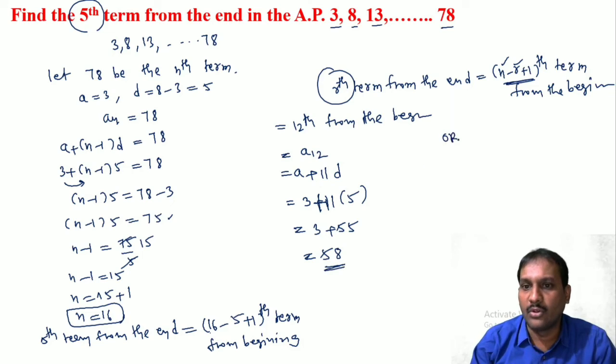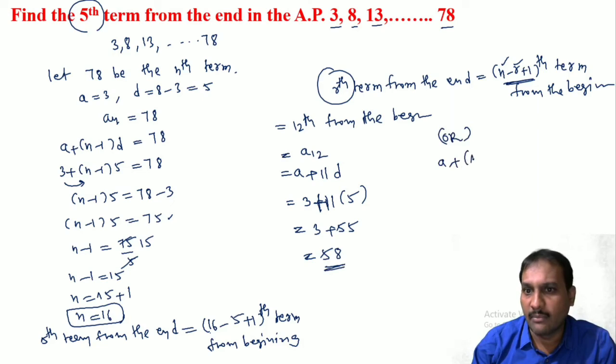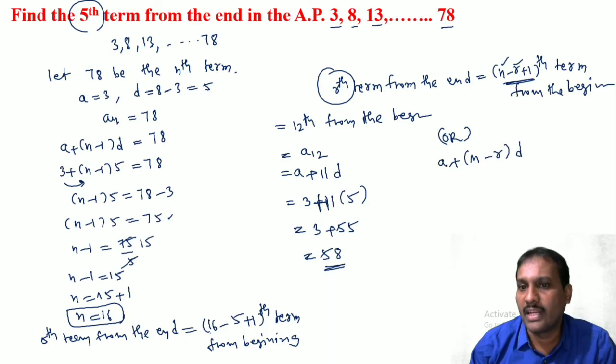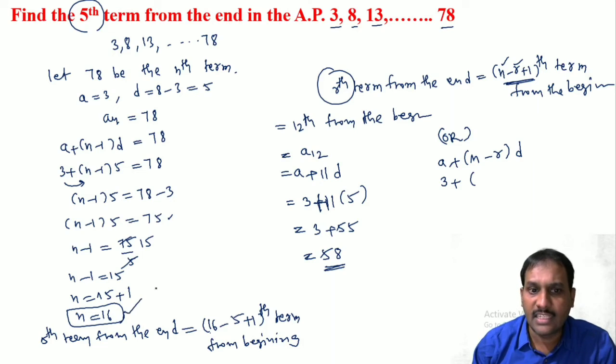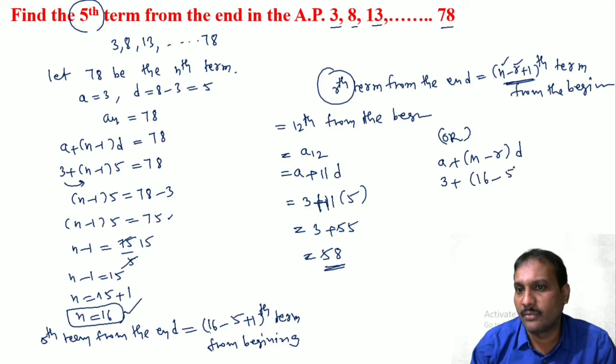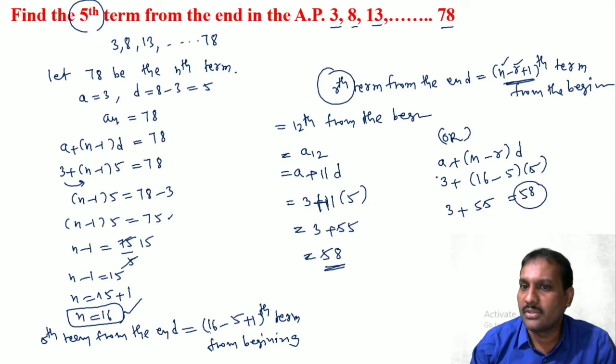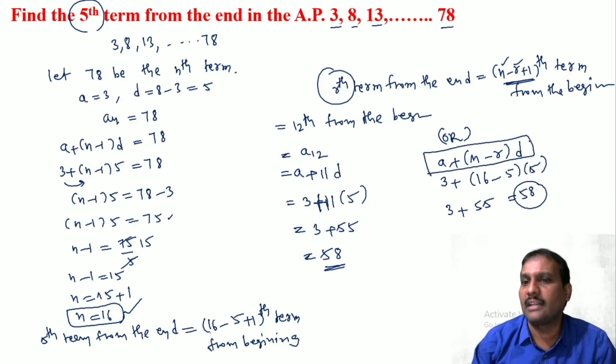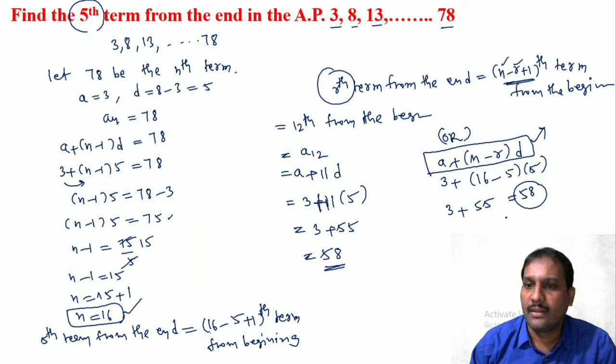Or we have one more formula, when you know a, n, r and d values. What is a? 3, plus n. How many terms are there here? Here we have 16 terms. So n is 16 minus r, the rth term, that is the 5th term from the end, into 5. So that is 3 plus 16 minus 5, which is 11, into 5, 55. 3 plus 55 is 58. You can use this formula also: a plus n minus r into d. This is easy. So this is how you will find the terms from the end.